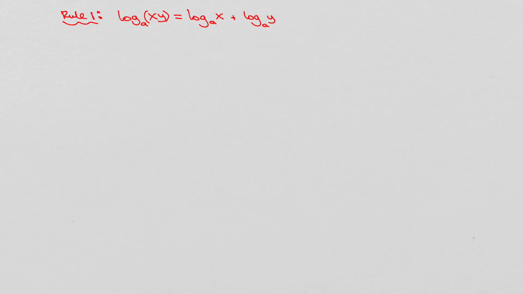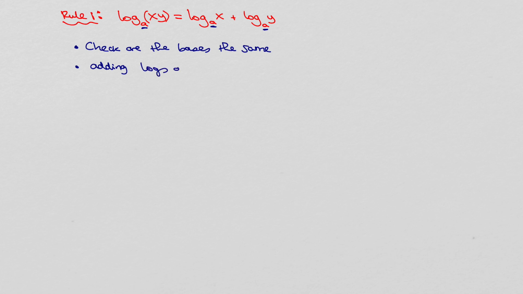So our first one is log xy to the base a equals log x to the base a plus log y to the base a. So first thing we see here is that the bases are the same for these rules. So we always check, are the bases the same? And if so, then we can use the rule. So this rule is basically used for when we're adding logs of the same base. And what we can see is when we add logs of the same base, then it's going to be the product of the two numbers.